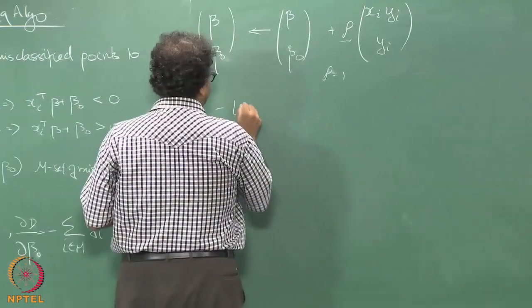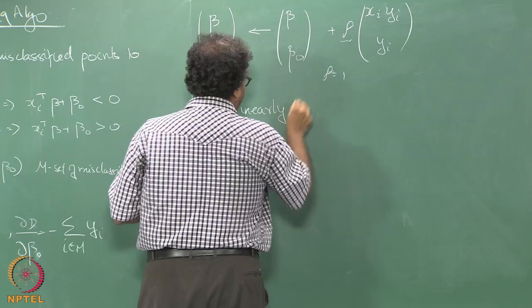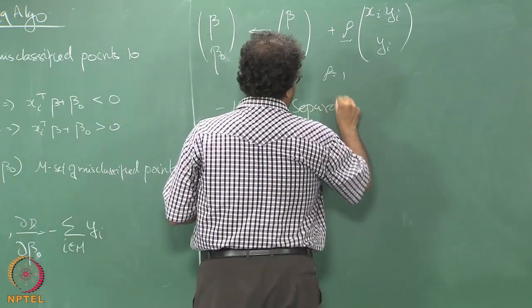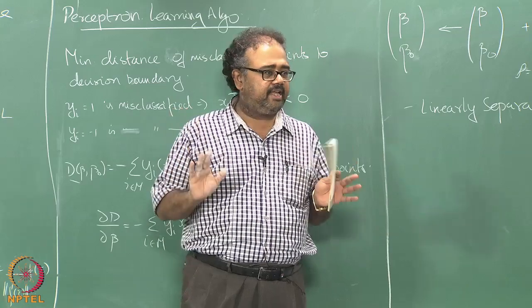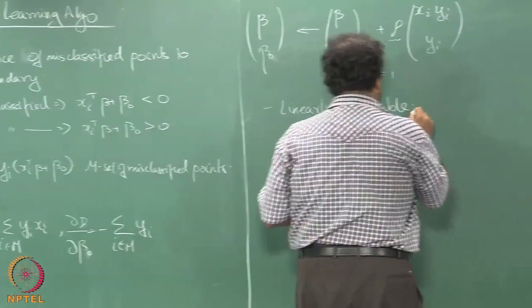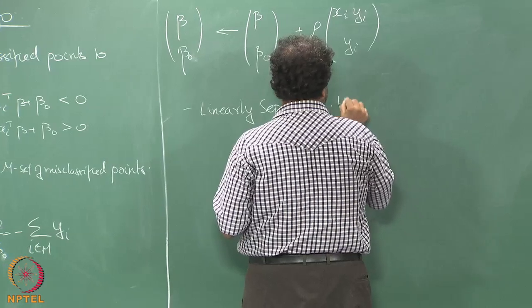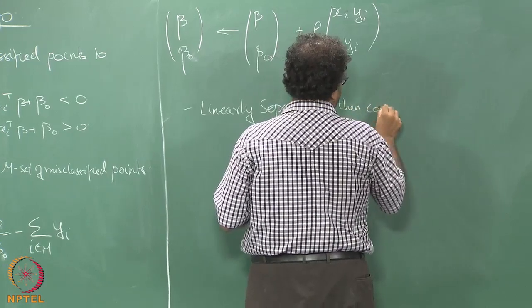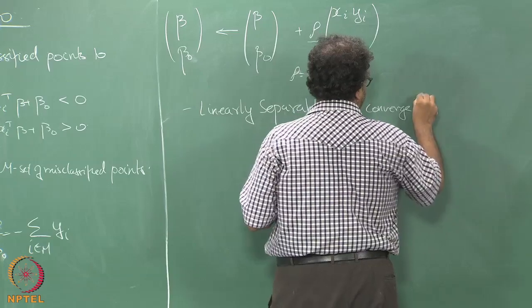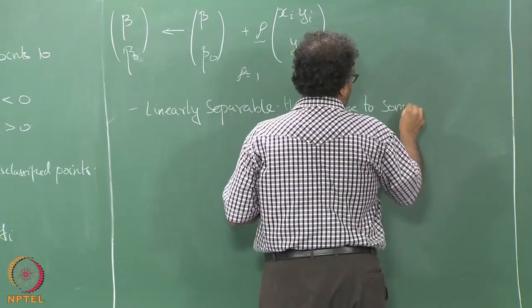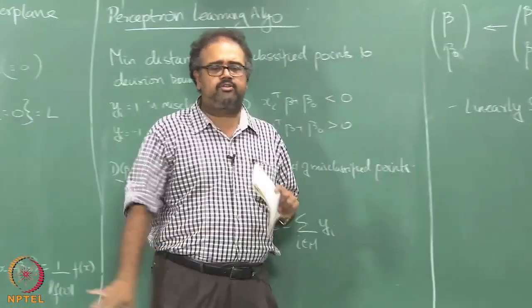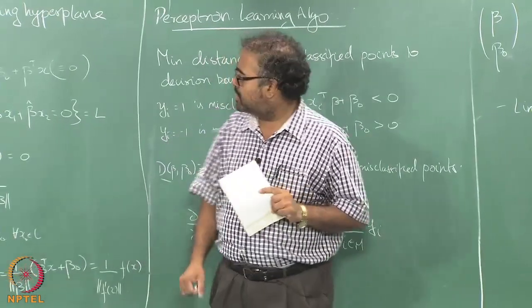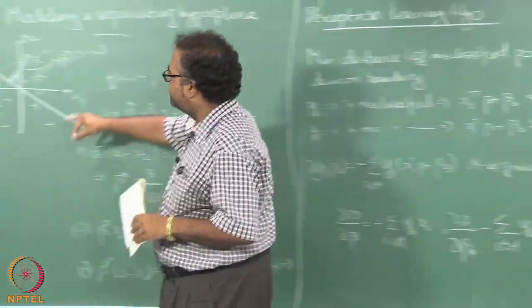So if the data is linearly separable, what do we mean by linearly separable? That there exists a linear separating hyperplane that will make no mistakes. If the data is linearly separable, then the perceptron learning algorithm will converge to some solution. So what do I mean by some solution? Let me do it again.